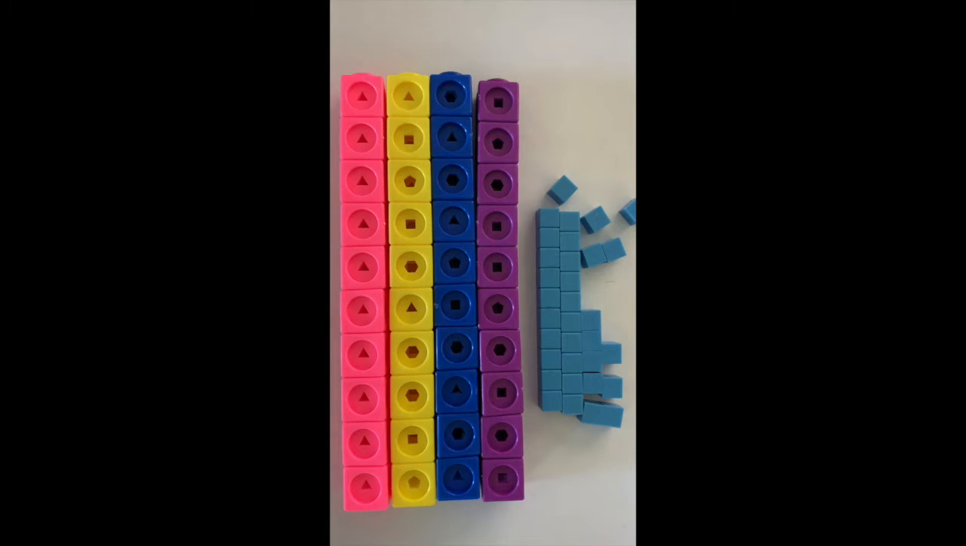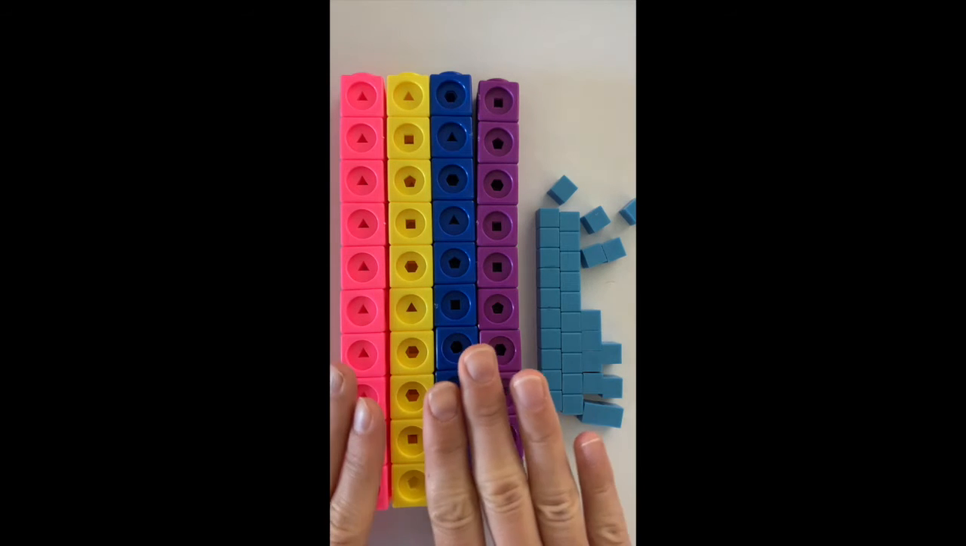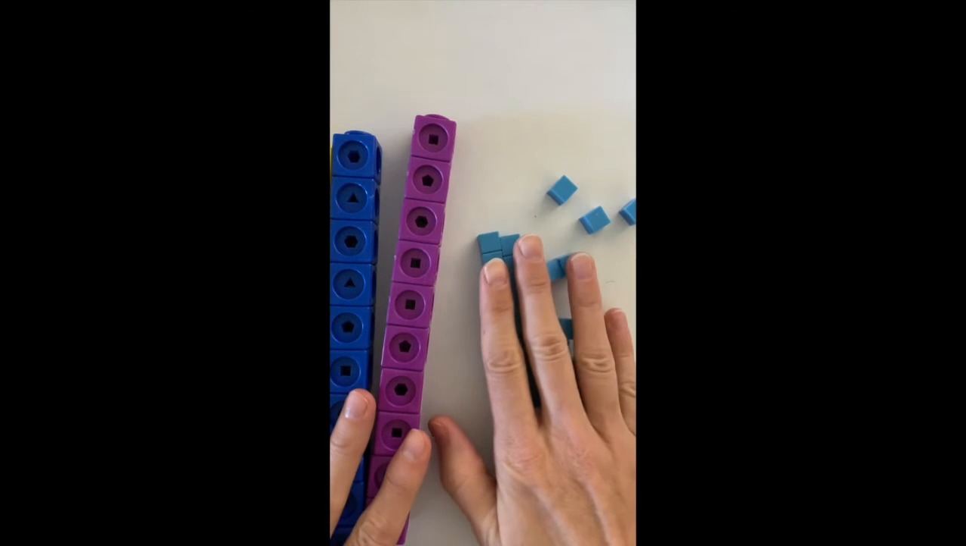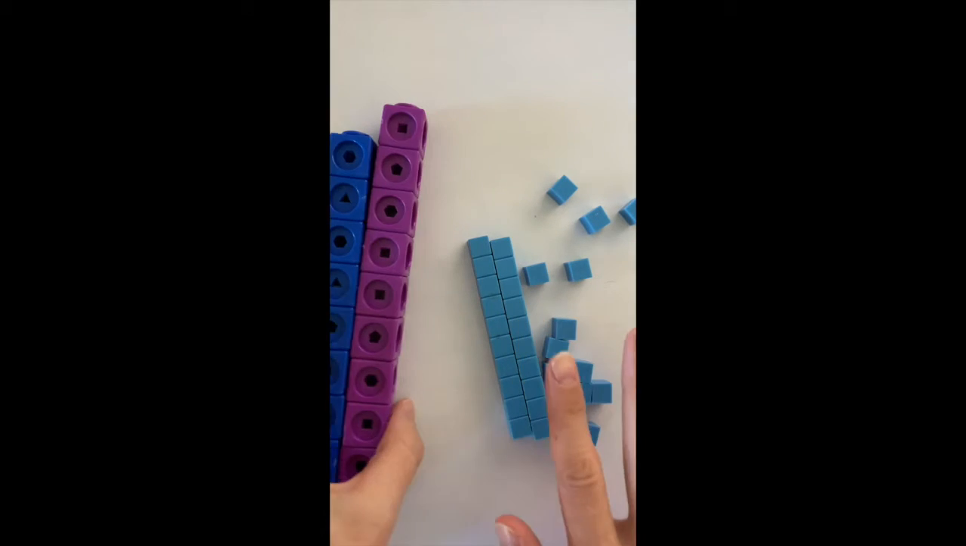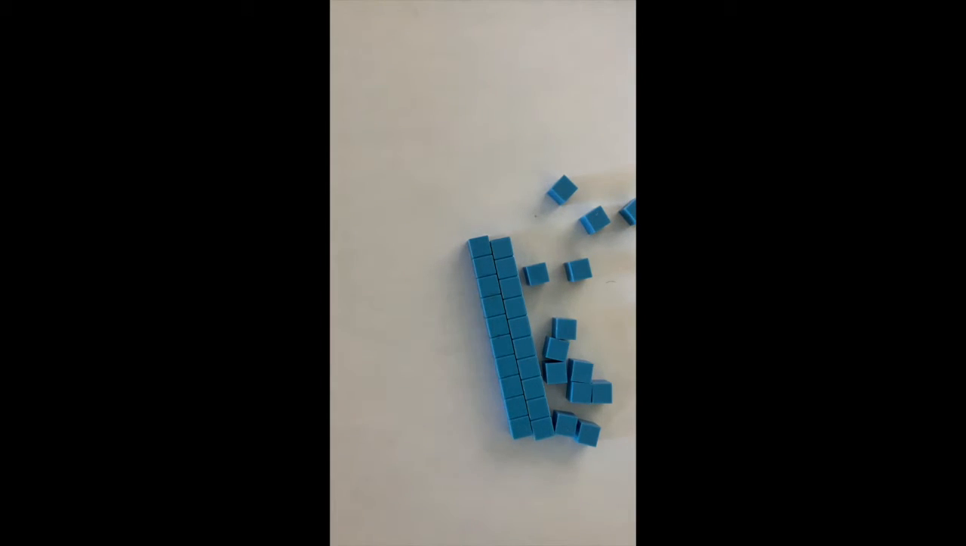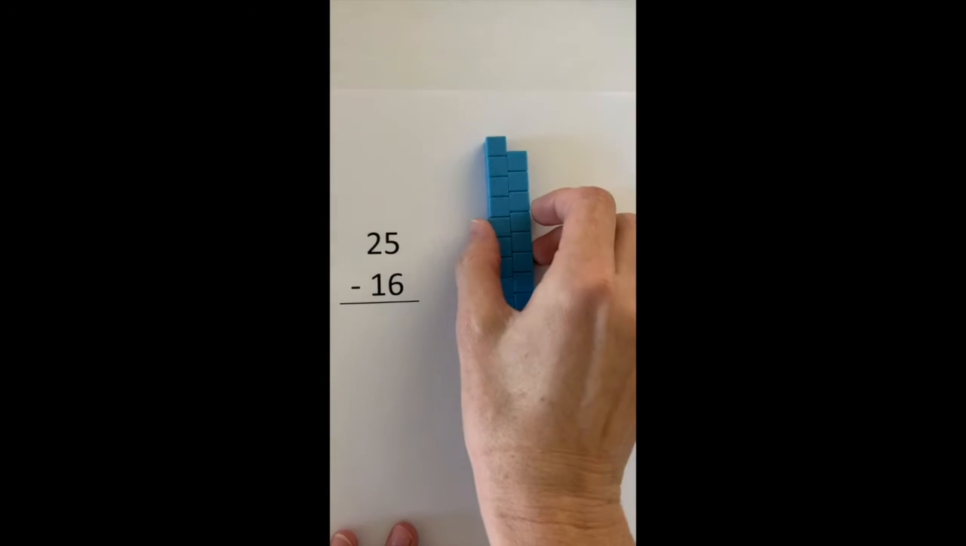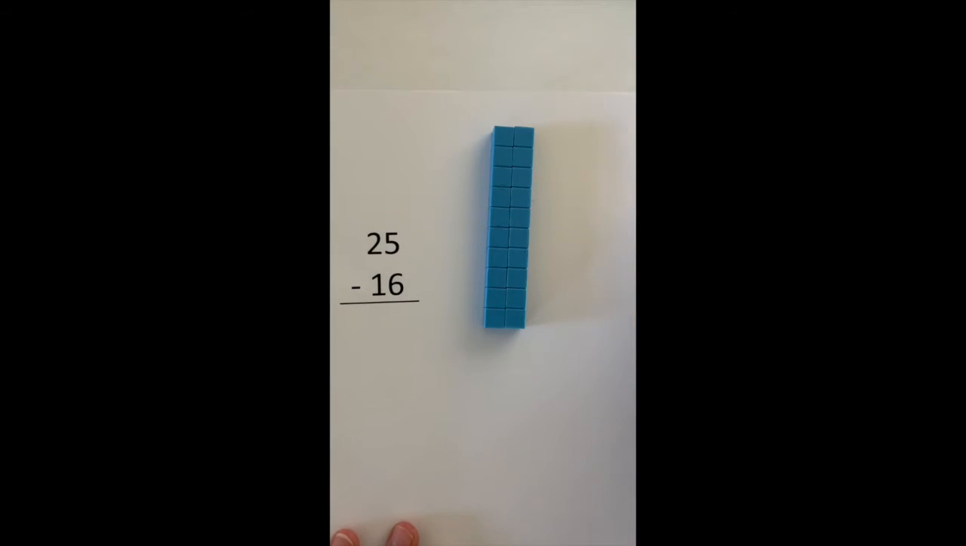Today, we are going to use regrouping while we subtract, and we're going to be using the MathLink cubes or our base 10 cubes. I'm going to begin to show you a subtraction problem using our base 10 cubes. Our subtraction problem is 25 take away 16.